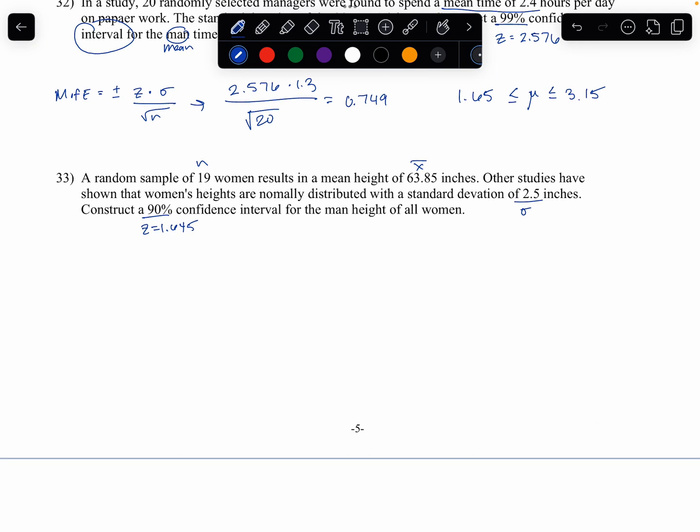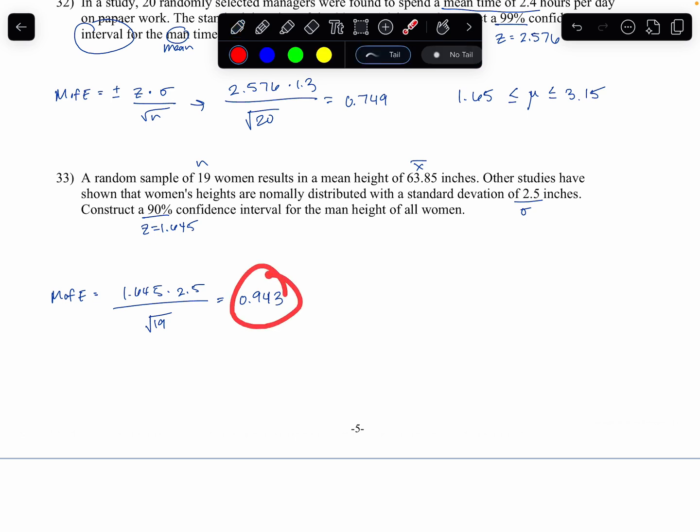Okay, so our margin of error is going to be 1.645 times 2.5 divided by the square root of 19. So 1.645 times 2.5 divided by the square root of 19, and I get 0.943, I guess. So here is our margin of error.